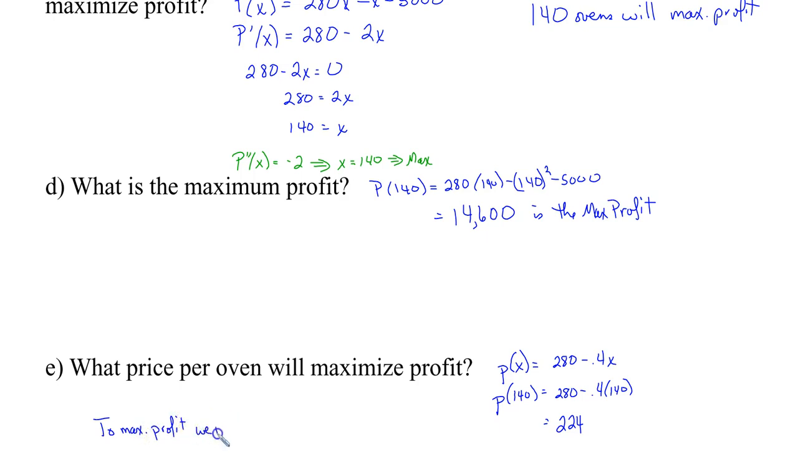So in order to maximize the profit, we can write a sentence: to maximize the profit, we must sell 140 ovens at $224 each, and then we will obtain a maximum profit of $14,600. So a very application-oriented problem here.